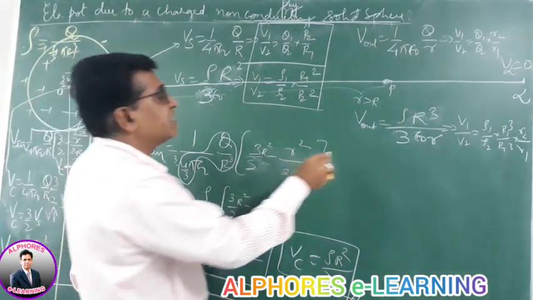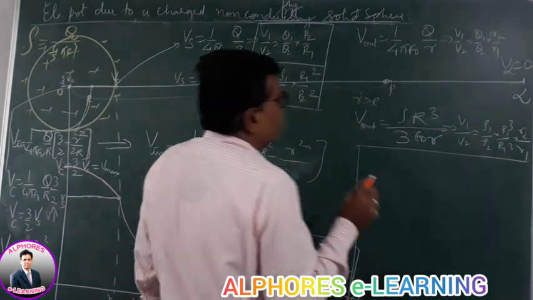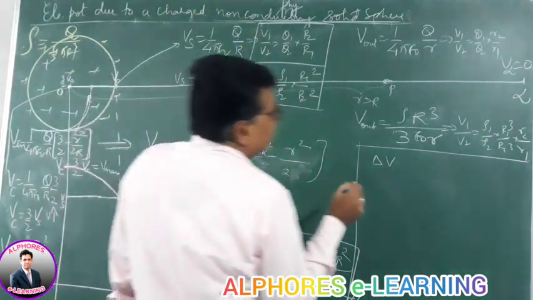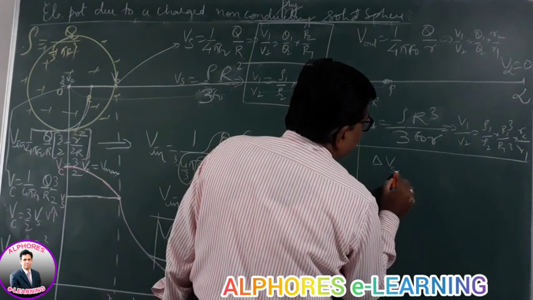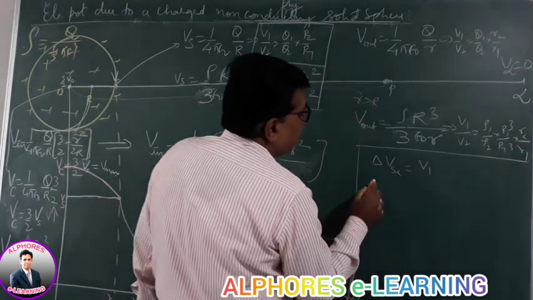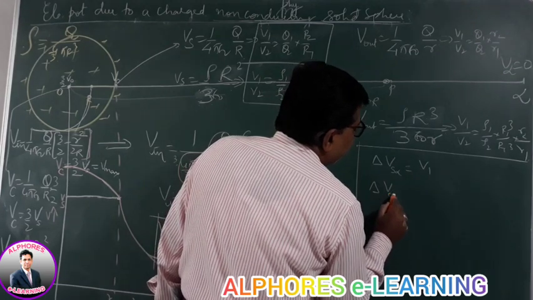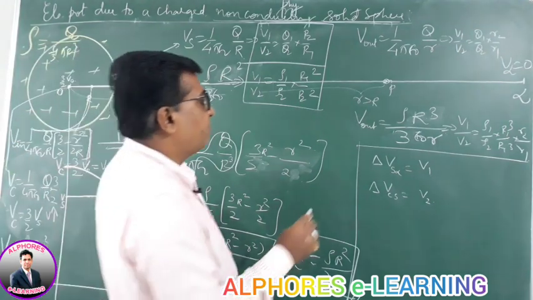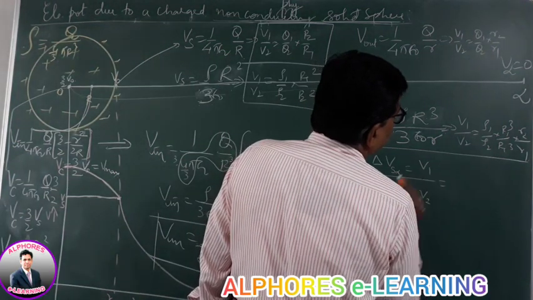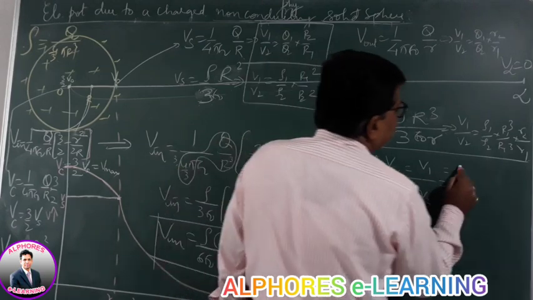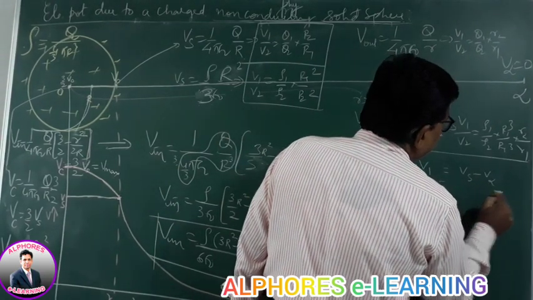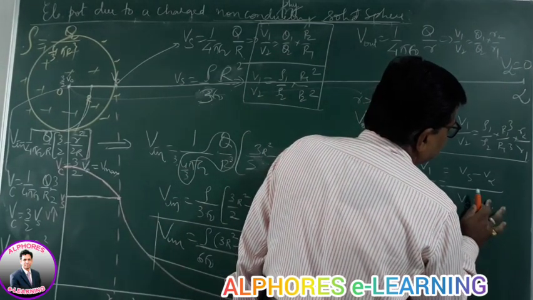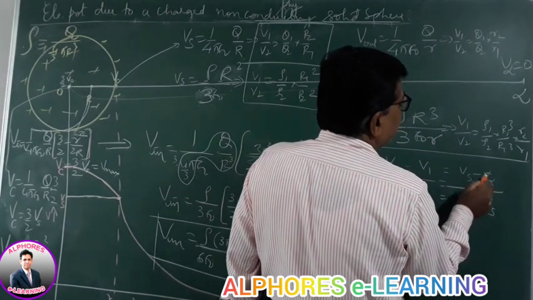Now, in one of the entrance examinations, the question was asked like this. For a non-conducting charged sphere, the potential difference between surface point and infinity is V1. The potential difference between the center and the surface is V2. Then what is V1 by V2? So now what is V1? V1 is potential between surface and infinity, V surface minus V infinity. V2 is center and surface, V center minus V surface. Well, so potential at infinity is 0.